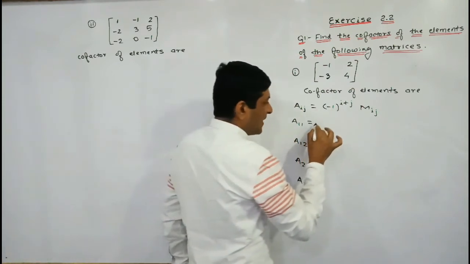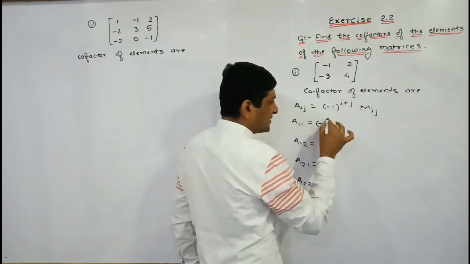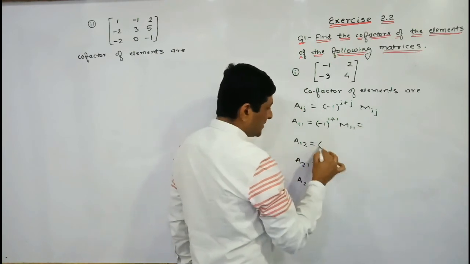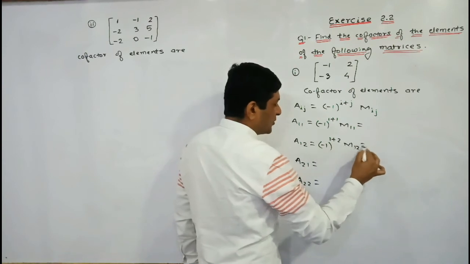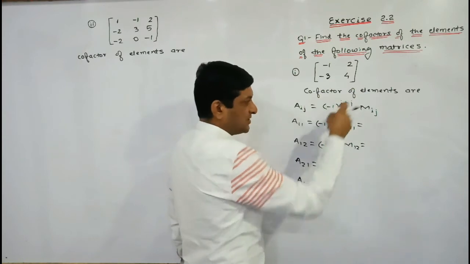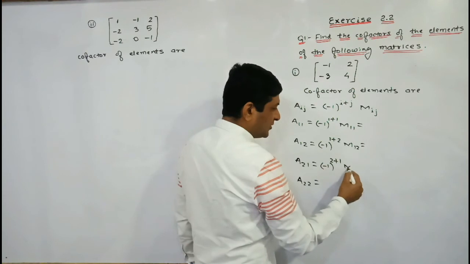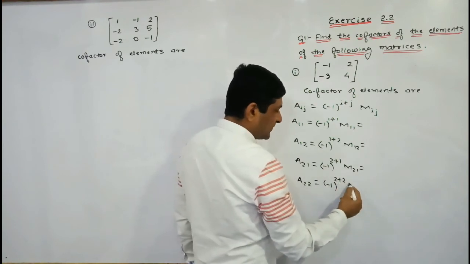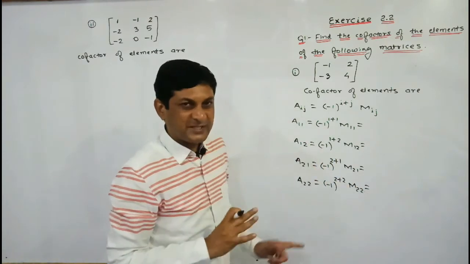So let us substitute the values in this formula. Minus 1 raised to power i plus j. Here i is 1, j is 1. Means 1 plus 1 into M11 is equal to, here what will we get? Minus 1 raised to power 1 plus 2 into M12, because i is 1 and j is what? 2. Just substitute the value of i and j in this formula. So here we will get minus 1 raised to power 2 plus 1 into M21. Here we will get minus 1 raised to power 2 plus 2 into M22. Now substitute the values, means simplify it.